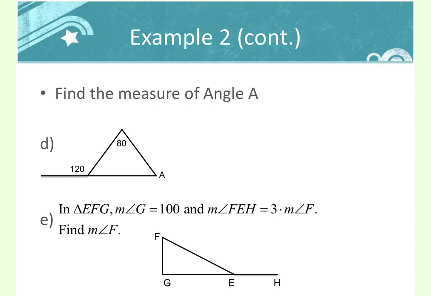All right, example 2, continued. Find the measure of angle A. In D, you're looking at an exterior angle here. And remember, the exterior angle is equal to the sum of the remote interiors. So 120 equals 80 plus angle A, which means if I subtract that 80, angle A is equal to 40 degrees.